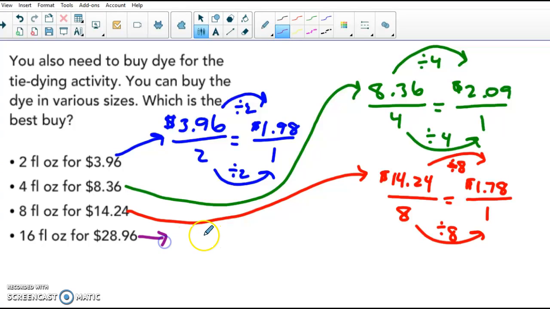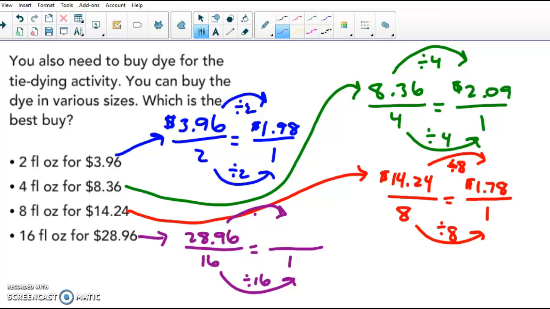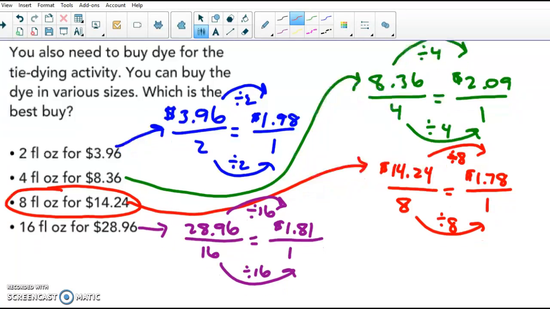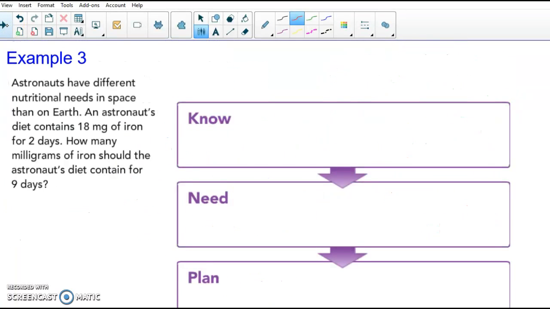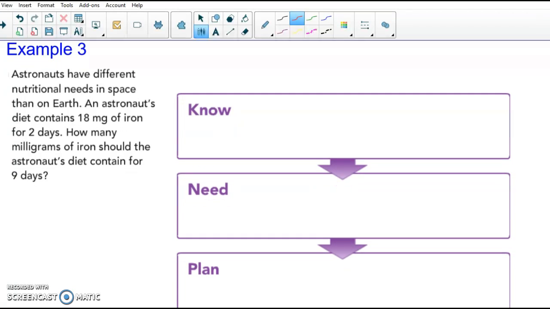Let's check out our last rate here, $28.96 for 16 ounces. We want to find the price per 1 ounce. So we divide the top and the bottom by 16. $28.96 divided by 16 is $1.81. So our best buy, after all, is 8 fluid ounces for $14.24. Thanks to unit rates, we know the best buy.